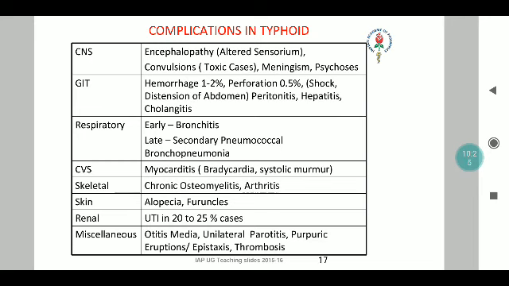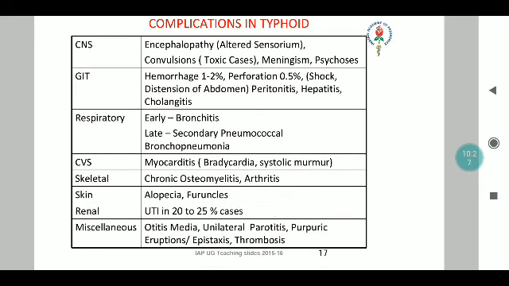Cardiovascular complications include myocarditis, which presents with features of bradycardia and a systolic murmur. Skeletal features, like I mentioned in the initial slides, can be osteomyelitis or rarely aseptic arthritis. Aseptic arthritis is a hyperacute picture, whereas osteomyelitis is a chronic picture which is seen in the bone. Skin changes include alopecia and furuncles plus rose spots, but rose spots are not seen in Indian children.